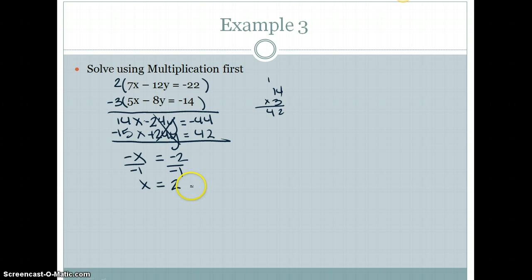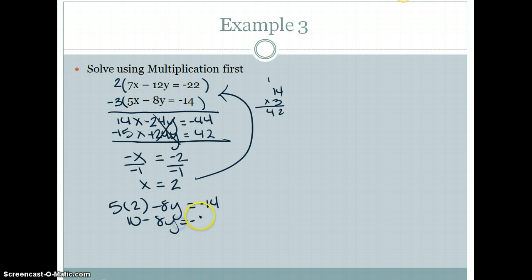So from here, now that we have x, we need to plug it into one of the original two. Again, it does not matter which one. So 5 times 2 minus 8y is equal to negative 14. 10 minus 8y is equal to negative 14. Subtract 10. Negative 8y is equal to negative 24. Divide by negative 8, and y is equal to a positive 3. And again, the very last step is to write our solution as an ordered pair.